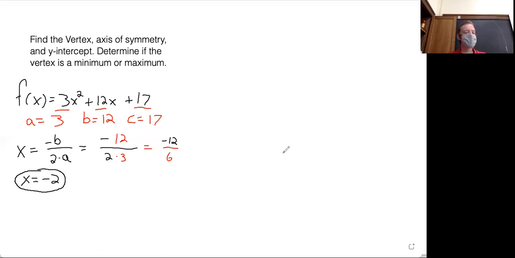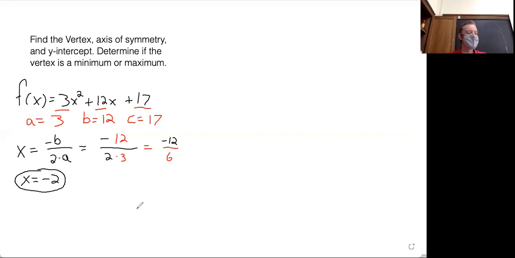So we've got our x value here. We don't have our whole vertex, we just have the x value. We still have to find the y value. But I want to pause here and see if there are any questions or things that are not making sense.